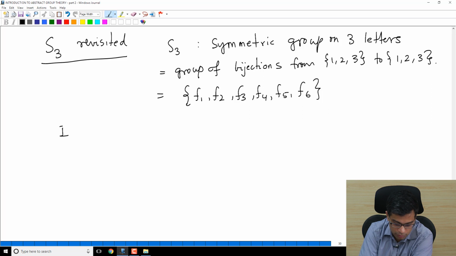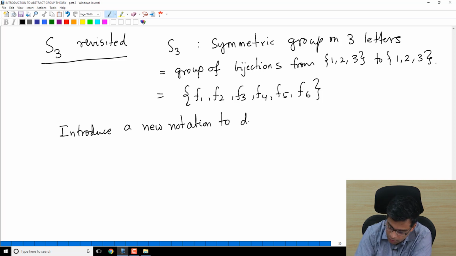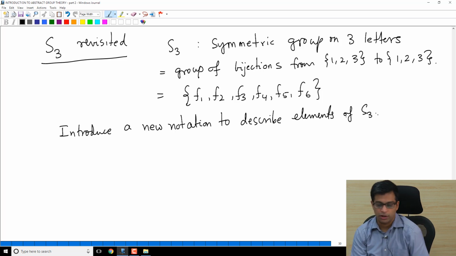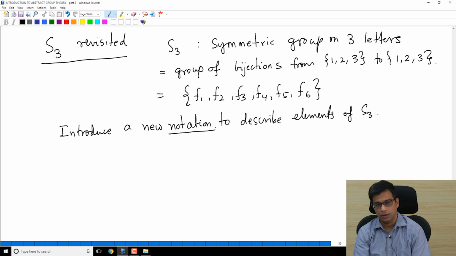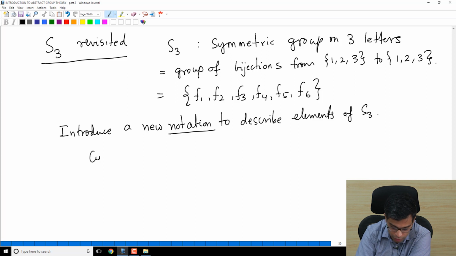So I want to introduce a new notation to describe elements. I want to use a notation which is useful to understand what that element is doing, because here I have no idea what F2 does, no idea what F3 does. So looking at the notation, I need to know immediately what it does as a function, and I also don't want unnecessary information. So let me introduce this. This is called the cycle notation.